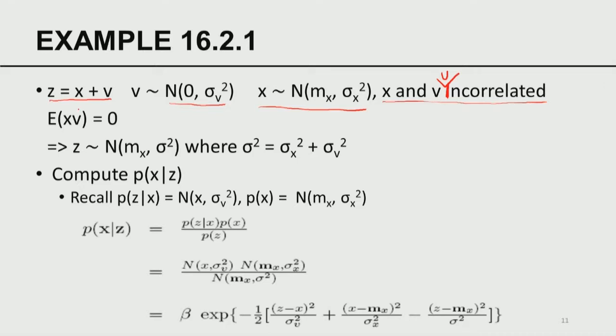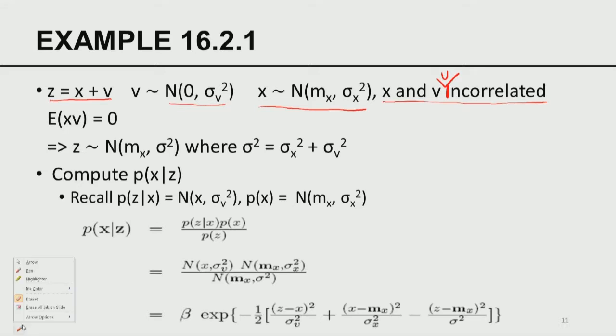E[x v transpose] must be equal to 0. So that must be a v transpose. In this case I don't have to worry about the transpose, because I'm assuming x and v are essentially scalar variables. That's correct. The expectation of the product xv must be 0.